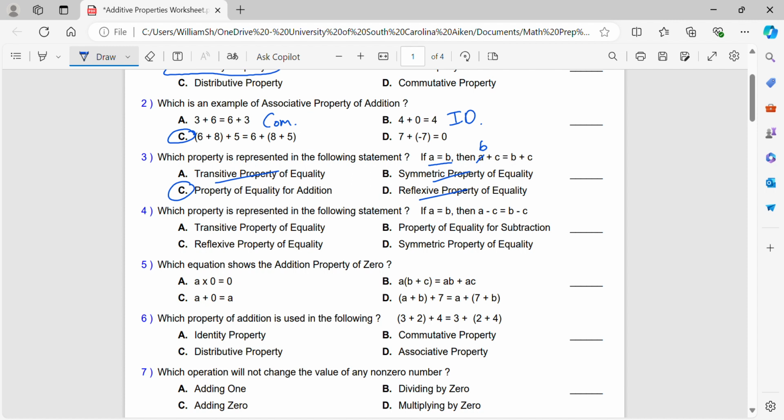If A is equal to B, then A plus C is always going to equal B plus C, because A and B are the same thing. It's the property of equality. Okay? If something's equal, you can't make it unequal. If it's equal, it's equal.